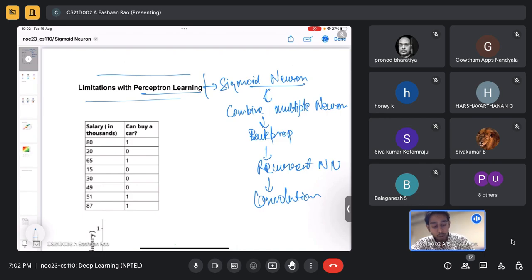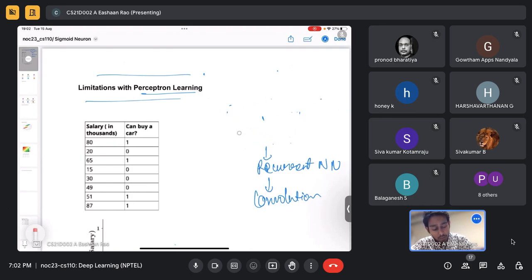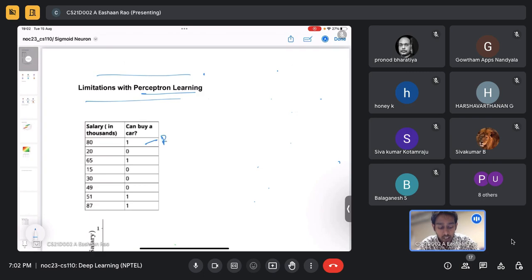So before going to that, why the sigmoid neuron comes into the picture and why it is very important for us to understand, from one simple perspective, let's understand the limitation of the perceptron. If you can see on the screen, there's a small table given, on whether a person can buy a car given their salary in thousands. 1 means he can buy the car, and 0 means he cannot buy the car.